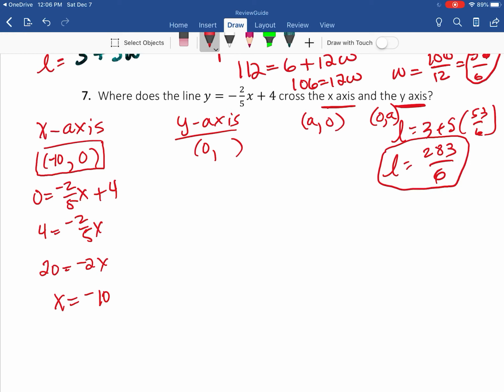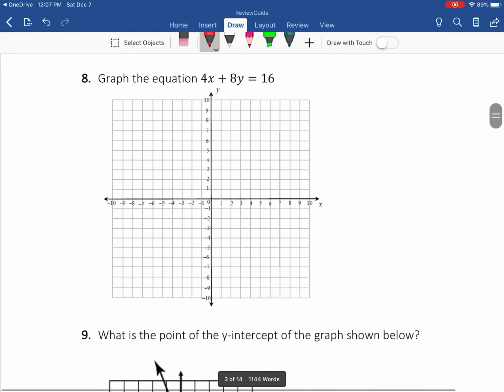Now I need to find my y-intercept. The y-axis crossing is when x is 0. So that's going to be y is equal to 4, because if I plug in 0 up here, that negative 2/5 is going to go away. Let me draw that out more demonstratively. When x is 0, y is equal to negative 2/5 times 0 plus 4. That's going to go away. So then y is equal to 4. So my intercepts are negative 10, 0, and 0, 4.